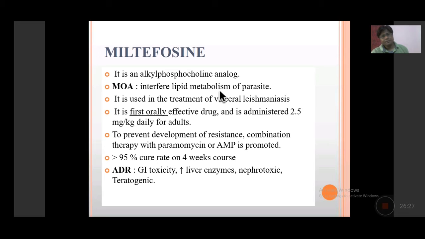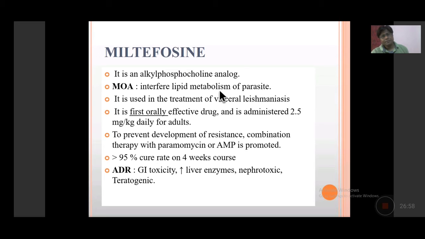an alkyl phosphocholine analog. We need not remember that. The mechanism of action is that it interferes with the lipid metabolism of the parasite. Not much is known about the mechanism of action, but these are some proposed mechanisms. This single-line mechanism you need to remember if a short note on miltefosine comes: it interferes with lipid metabolism of the parasite and is used in treatment of visceral leishmaniasis. It is the first orally effective drug and is administered at a 2.5 mg per kg daily dose. No need to remember the dose.